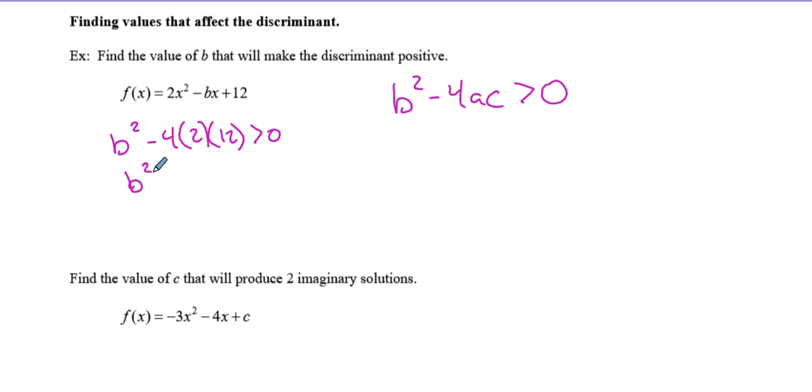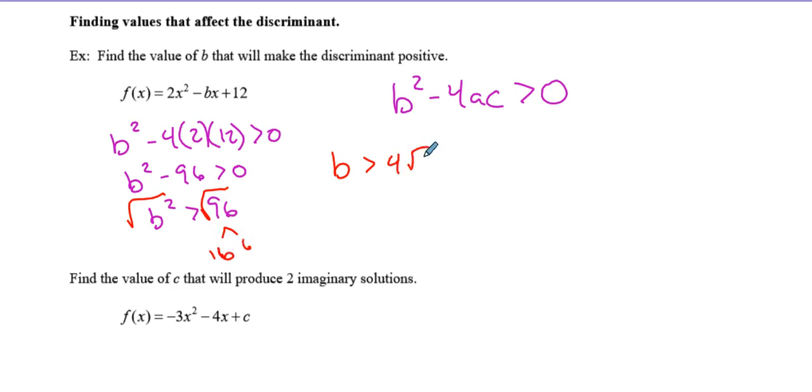So that's b squared minus 8 times 12, which is 96, greater than 0, so b squared has to be greater than 96. So when I take the square root of both of those sides, and here's where it gets a little tricky. So b has to be greater than the square root of 96, which is 16 times 6. So that's 4 root 6. b has to be greater than 4 root 6, but it also has to be, there's a plus minus here.